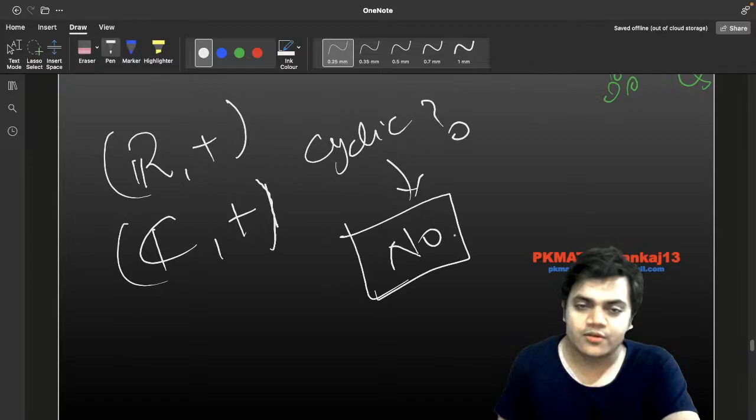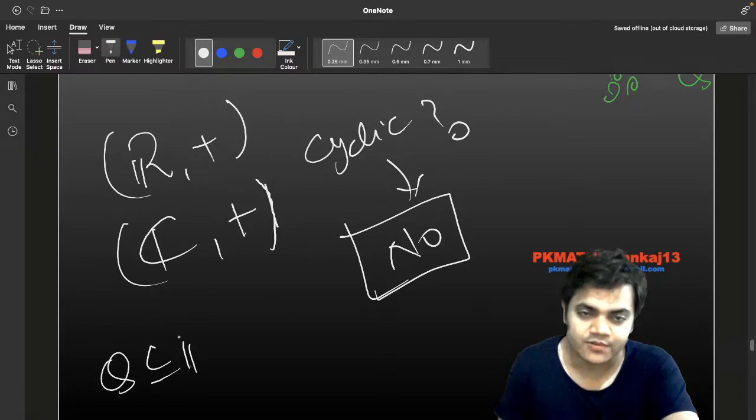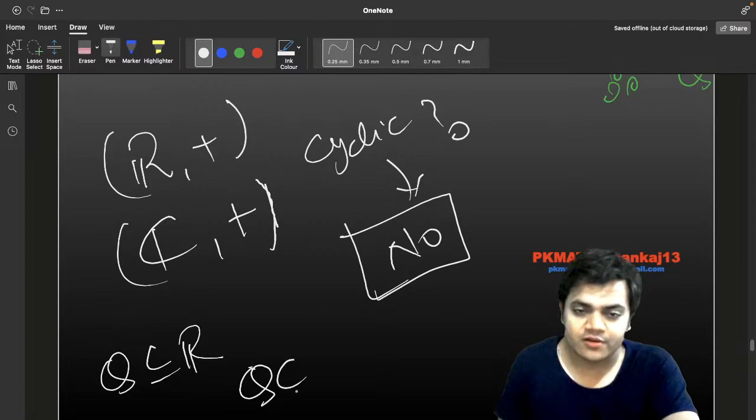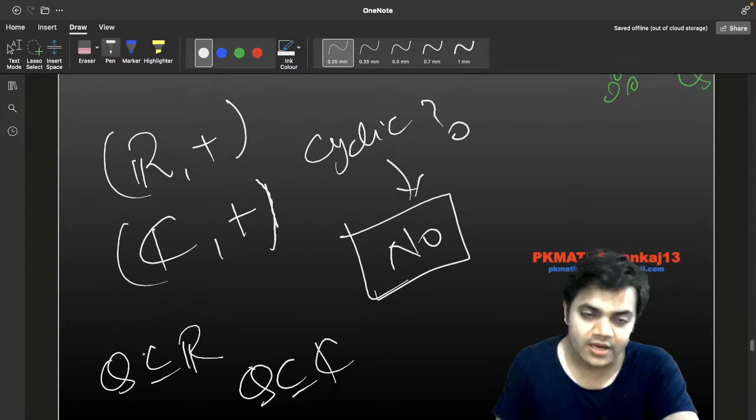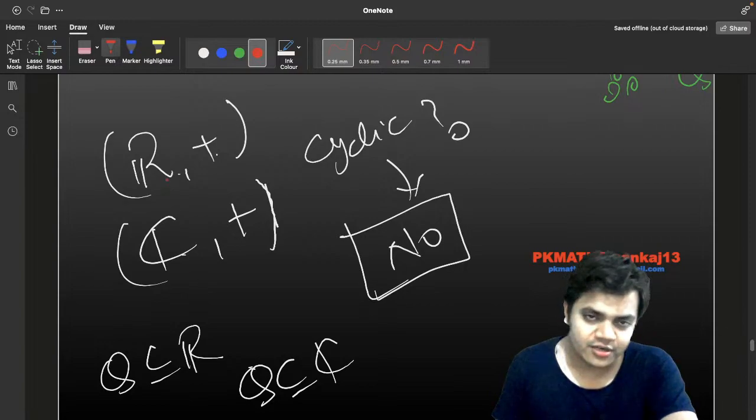Then the answer is obviously no. Why? Because both of these two groups are going to contain this Q with respect to addition. So certainly we can say Q is a subset of R, Q is a subset of C as well. Okay, but Q with respect to addition is not cyclic, therefore R with respect to addition and C with respect to addition are also not cyclic, because the subgroups should be cyclic also if you have a cyclic group. But here we are going to get a non-cyclic subgroup of R and C, therefore we shall say it is not cyclic at all.